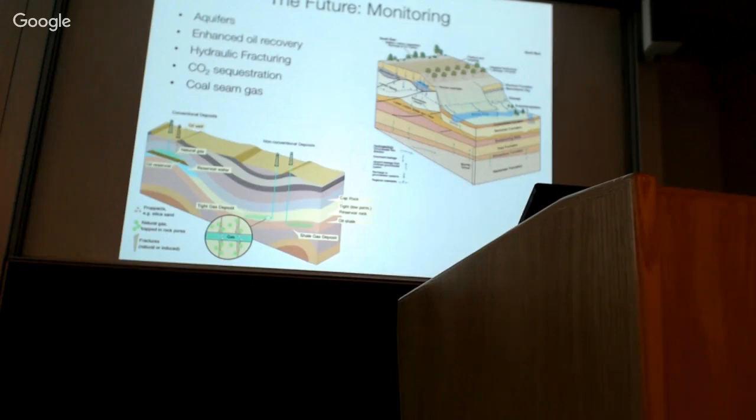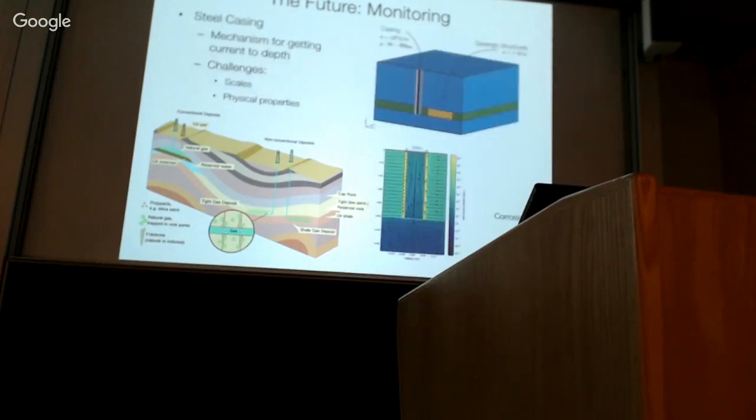So we've got monitoring, aquifers, enhanced oil recovery, hydraulic fracturing, CO2 sequestration, maybe coal seam gas. The whole point is that things are changing as a function of time, either because you're putting stuff in or you're drawing it out. And if there's an electromagnetic signature that's associated with that, then by monitoring this process, we should be able to find out what's going on. And here is an example for groundwater at Bruno.